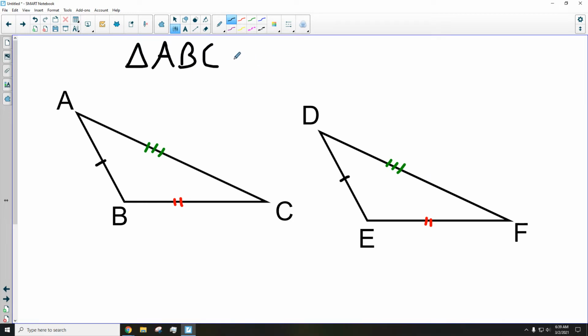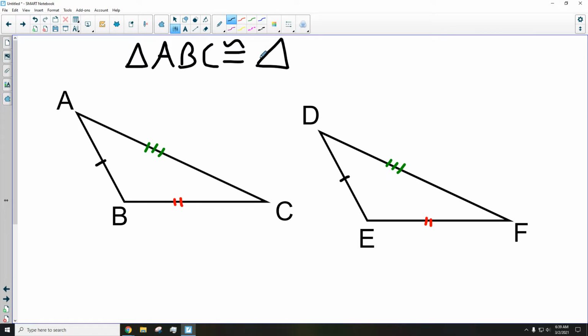Now, the congruency mark is an equal sign with a little squiggle on top. It's kind of like a sideways S. So what I have written so far is that triangle ABC is congruent. Now, this first triangle here, you can put the letters in any order you want to. It's up to you. When we get over here, though, we have to match it up. I'll explain what that means in a second.